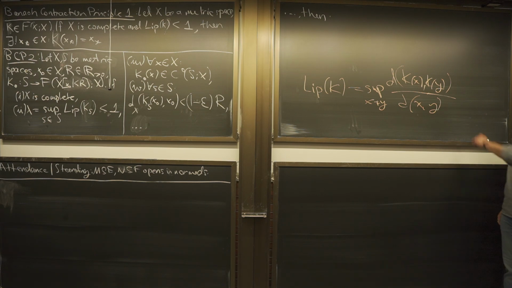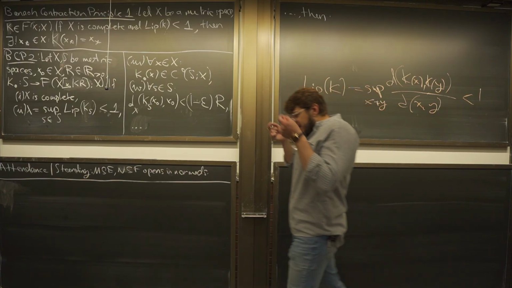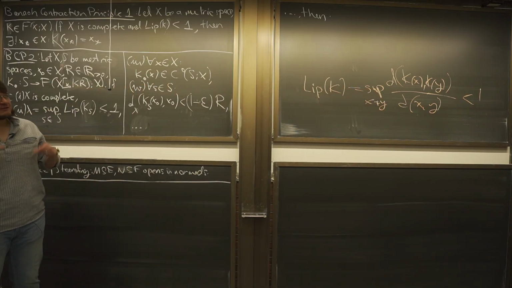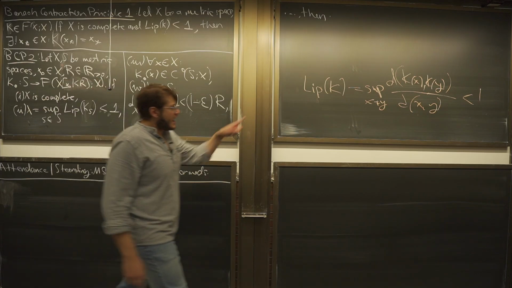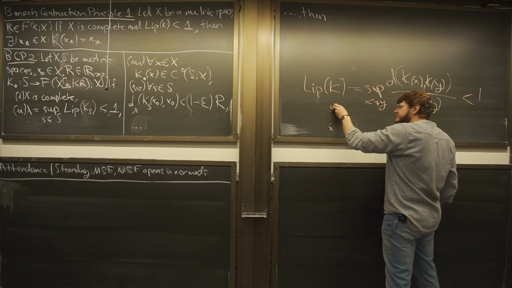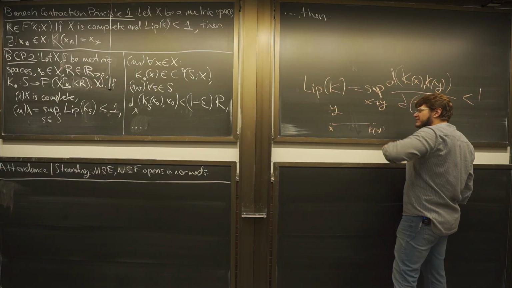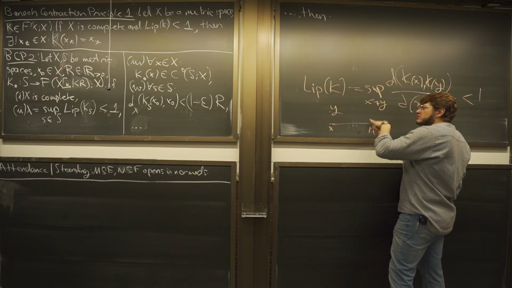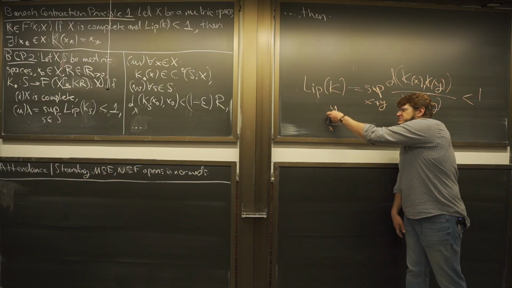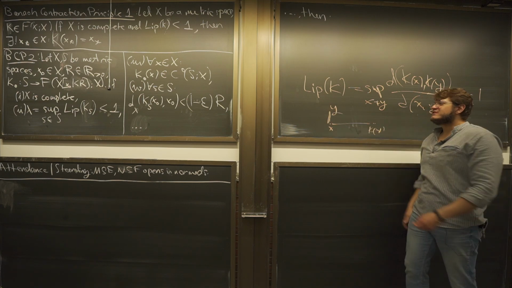Now, saying that the Lipschitz constant is less than 1 means that if you were to feed 2 points into your function and look at their images under K, they would get closer. If this is X, this is Y, let's say that K of X went there. What this says is that compared to the initial distance, when I apply K to both this and this, their distance has to shrink.